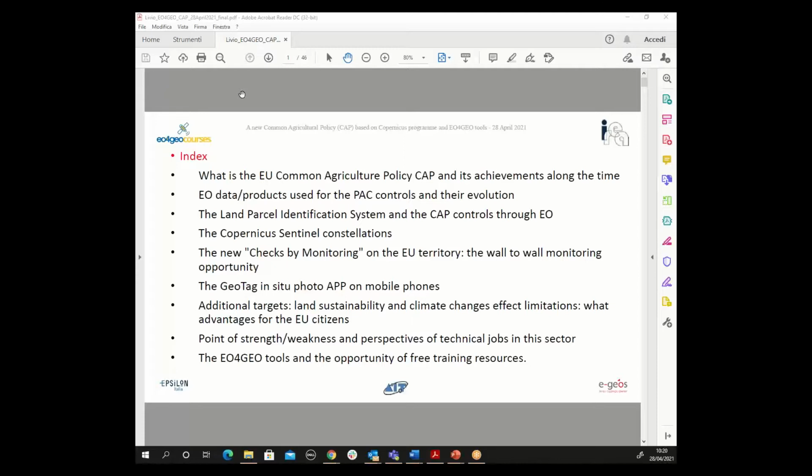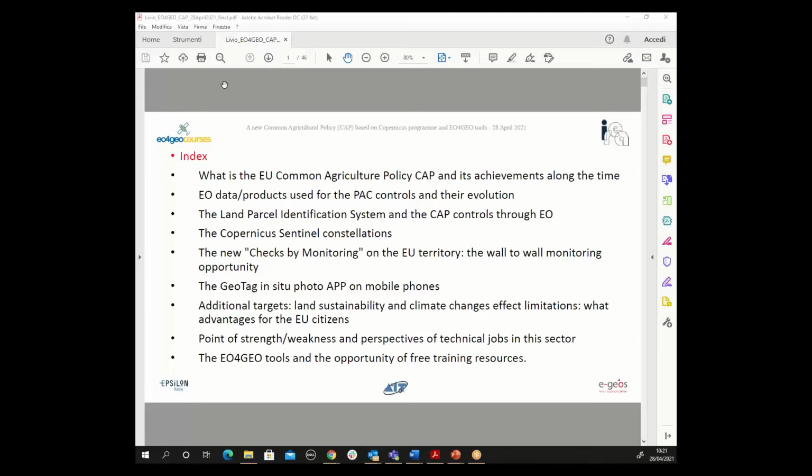More or less, this presentation is focused on the explication of an important policy of the European continent concerning agriculture. There is some brief information concerning the history and the technology used for dealing with this important policy. And now the focus of this talk is the improvement provided by Copernicus, both Sentinel and Galileo data, in this sector.